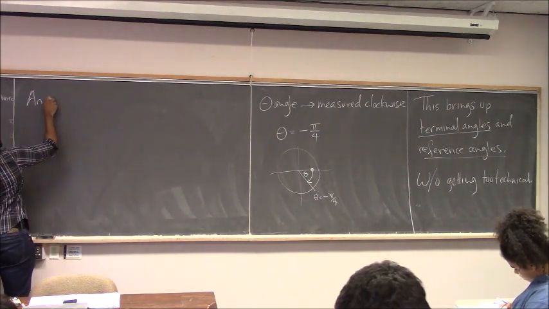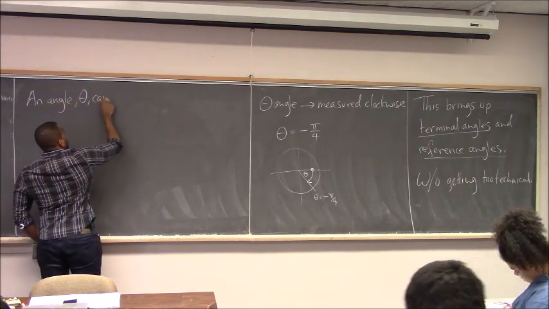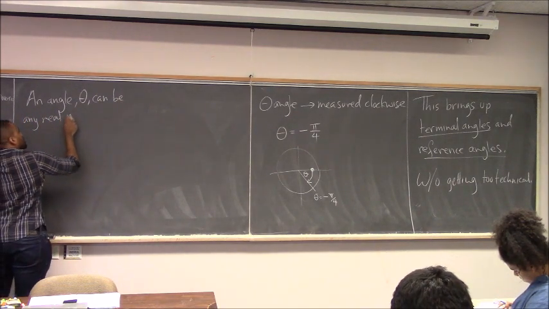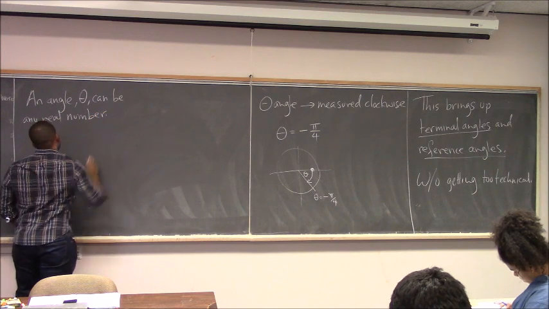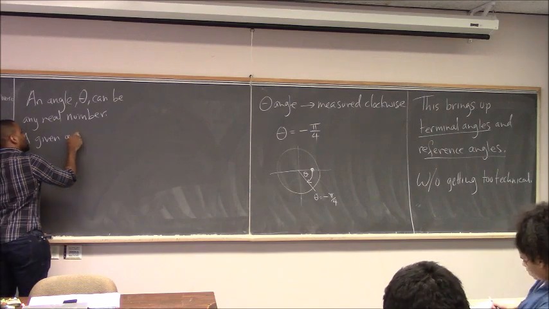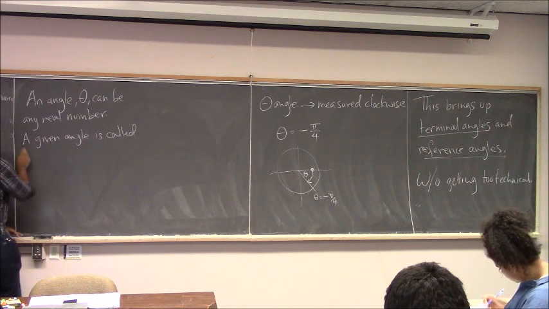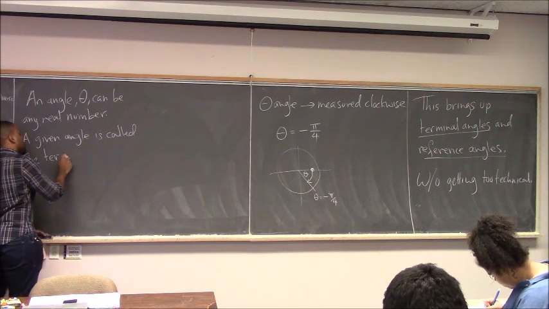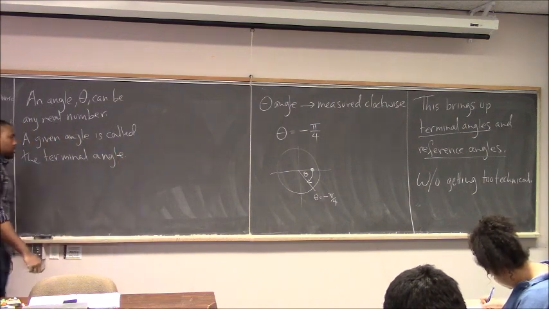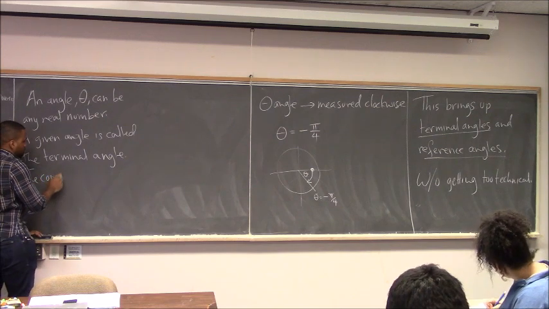Angle theta can be any real number. A given angle is called the terminal angle. The coordinate associated with this is the terminal point.